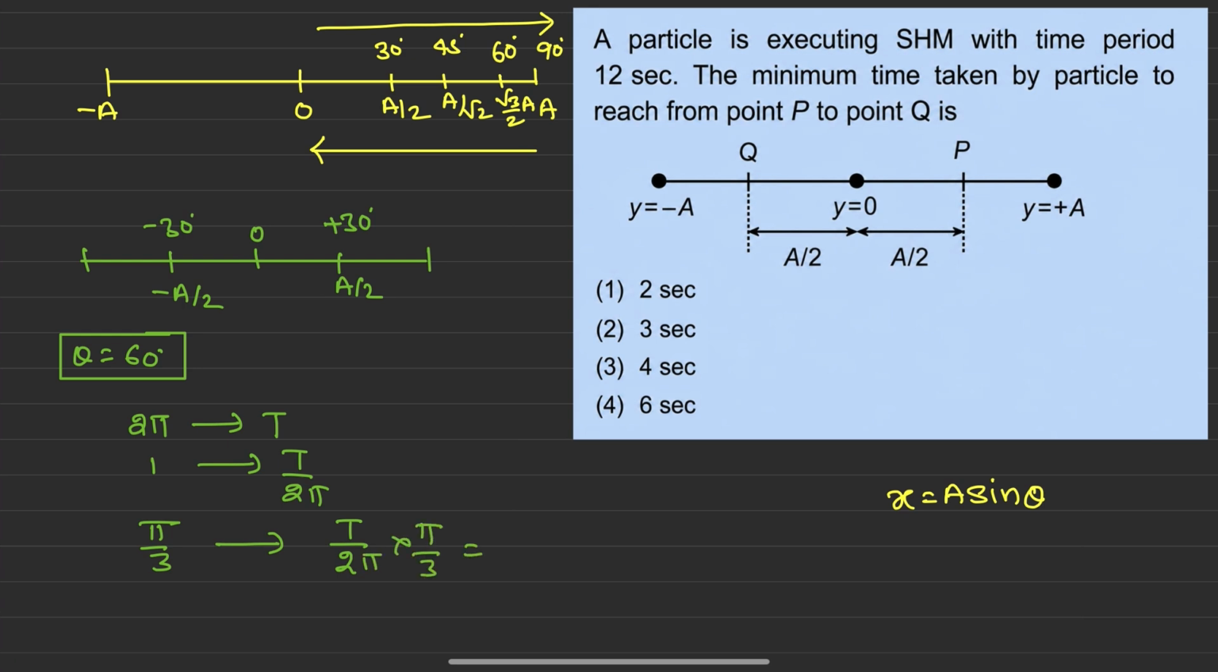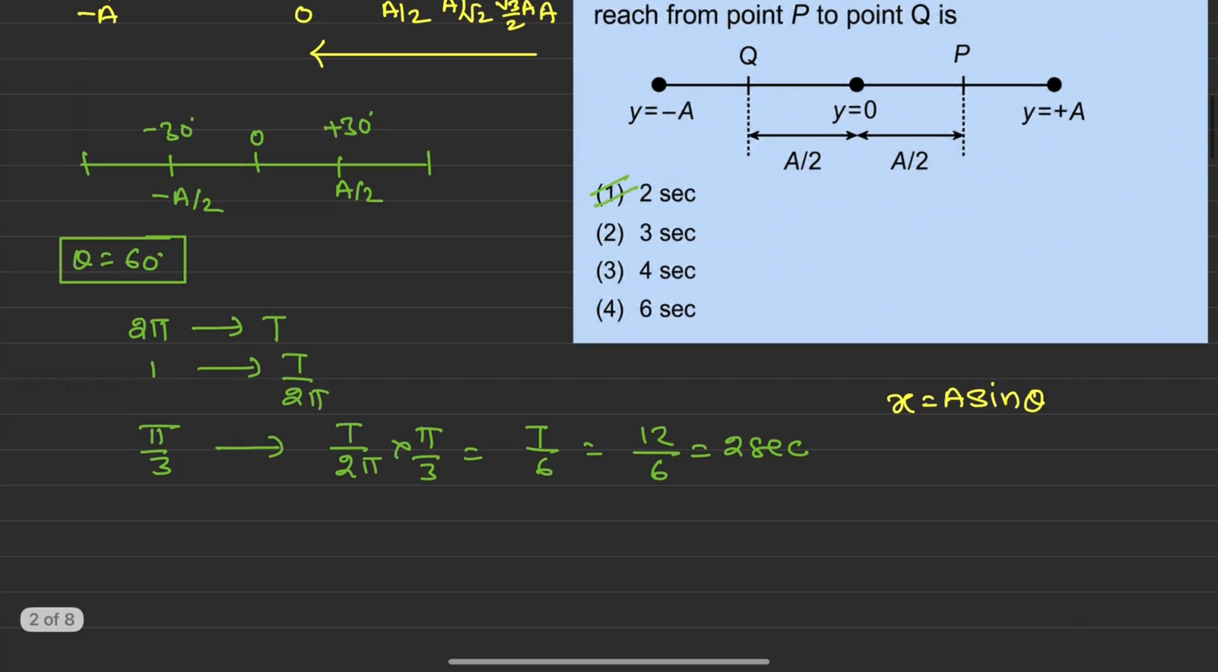Here pi and pi will get cancelled. What is the answer left? T by 6. When you put here T value equal to 12 because it has been given in the question, 12 divided by 6, the answer will become equal to what here? 2 seconds. So the correct answer will be our option number 1. Now let us go with the next question.